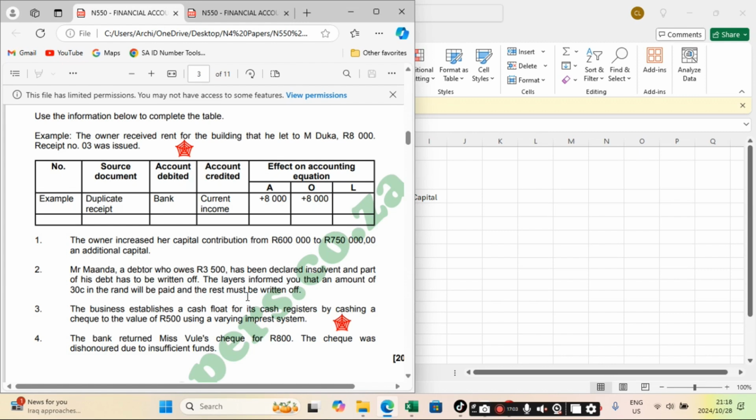So they're saying the lawyer informed us an amount of 30 cents in the rand will be paid off and the rest must be what? Must be written off. The rest must be written off. Okay, so let's do that quickly.